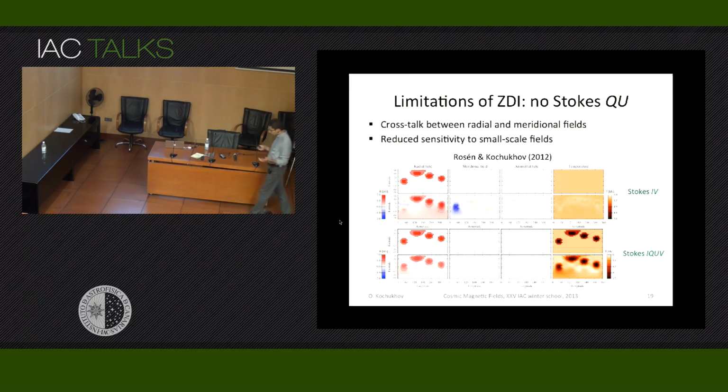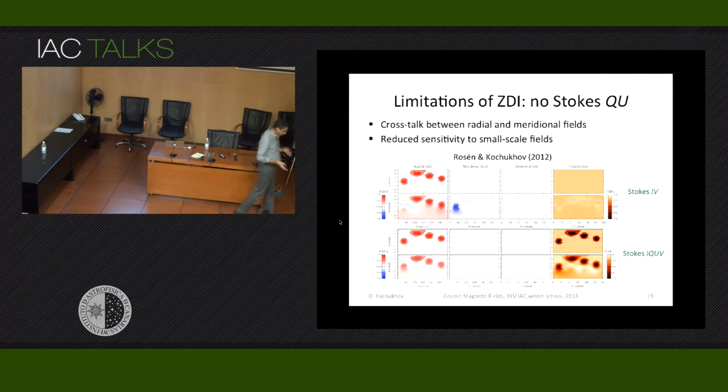Now, if we would add Q and U, we obtain much better constraint on transversal field, and we can really disentangle meridional and radial field, and can even detect field within this cool spot. So this is inversion illustrated below. These are inversions from simulated data.